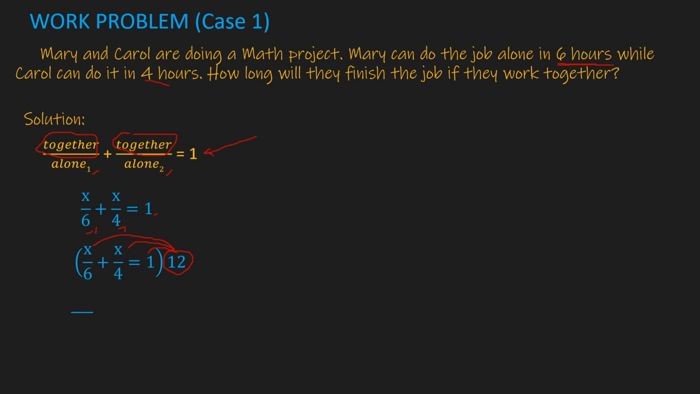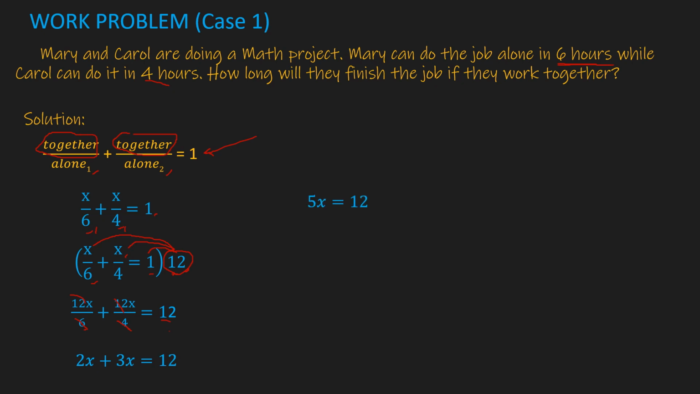We have 12x over 6, because 12 times x is 12x over 6. I-copy lang natin si 6. And 12 times x is 12x over 4 equals 12 times 1 here is 12. And simplifying, we have dividing the numerator by the denominator. So 12 divided by 6 and 12 divided by 4, we get 2x plus 3x equals 12.